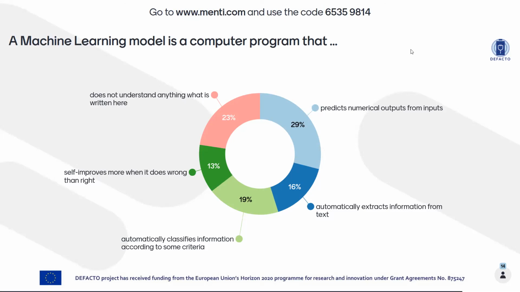Self-improves more when it does wrong than right. Yeah, it's not necessarily always true, but yes, I would say it's very important to keep in mind that we need also failure data, right? To train a machine learning model, and it's not only successful experiments that will be useful for that purpose.